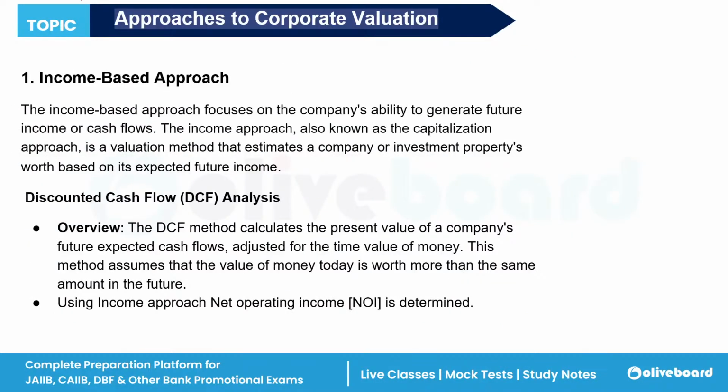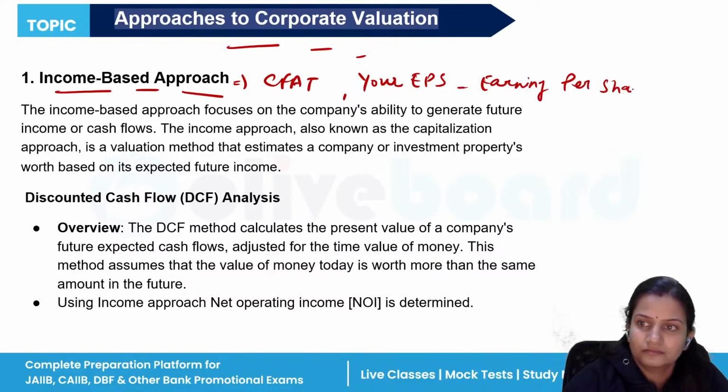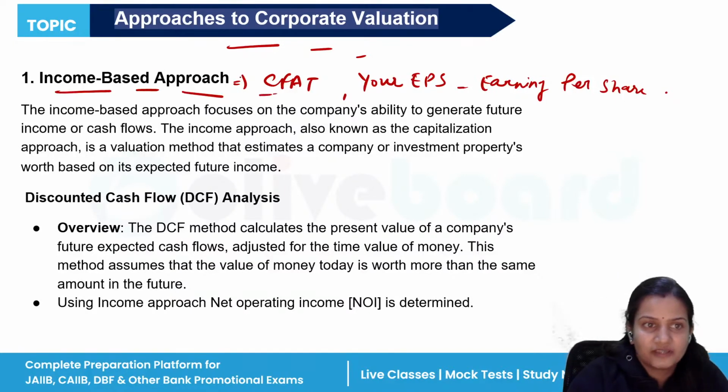Done. Now there are different approaches to corporate valuation. The first is the income based approach. What is the income based approach? It basically tells how much revenue you are generating, how much cash inflow there is in your company. That is the CFAT, the cash flow after tax. That is the income approach. Your earnings, your EPS, earning per share. How much cash you are generating, what is the cash inflow, that is the CFAT, that is the income based approach.